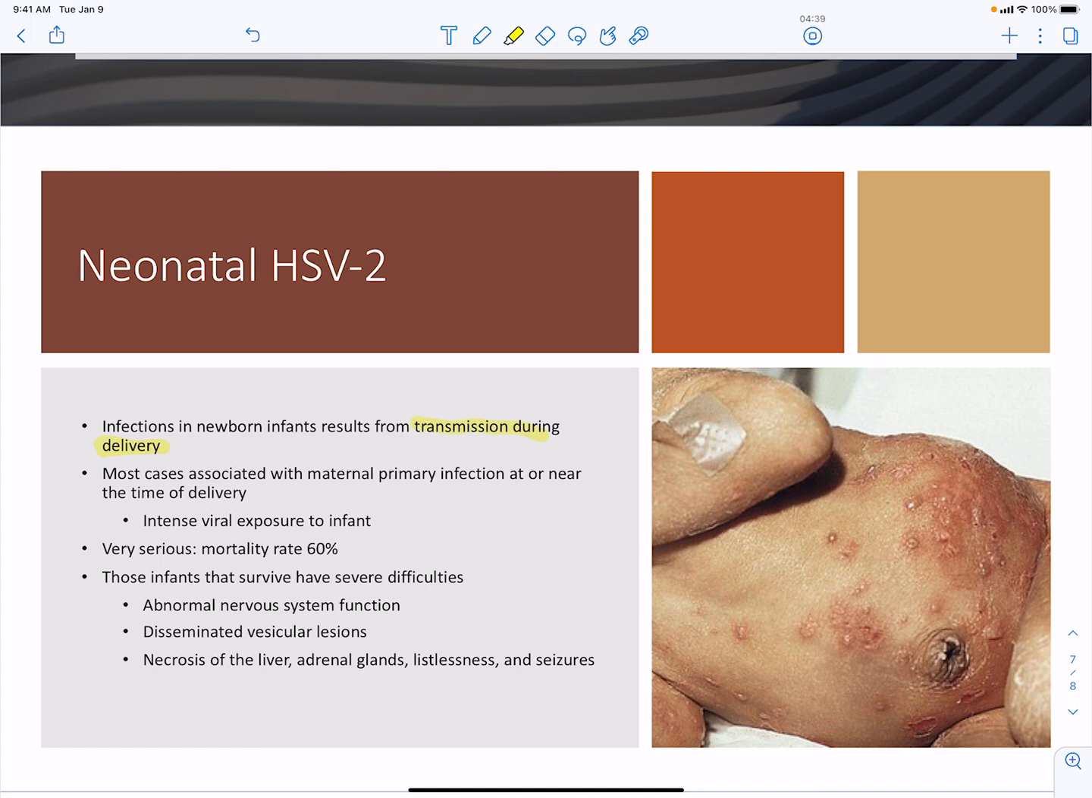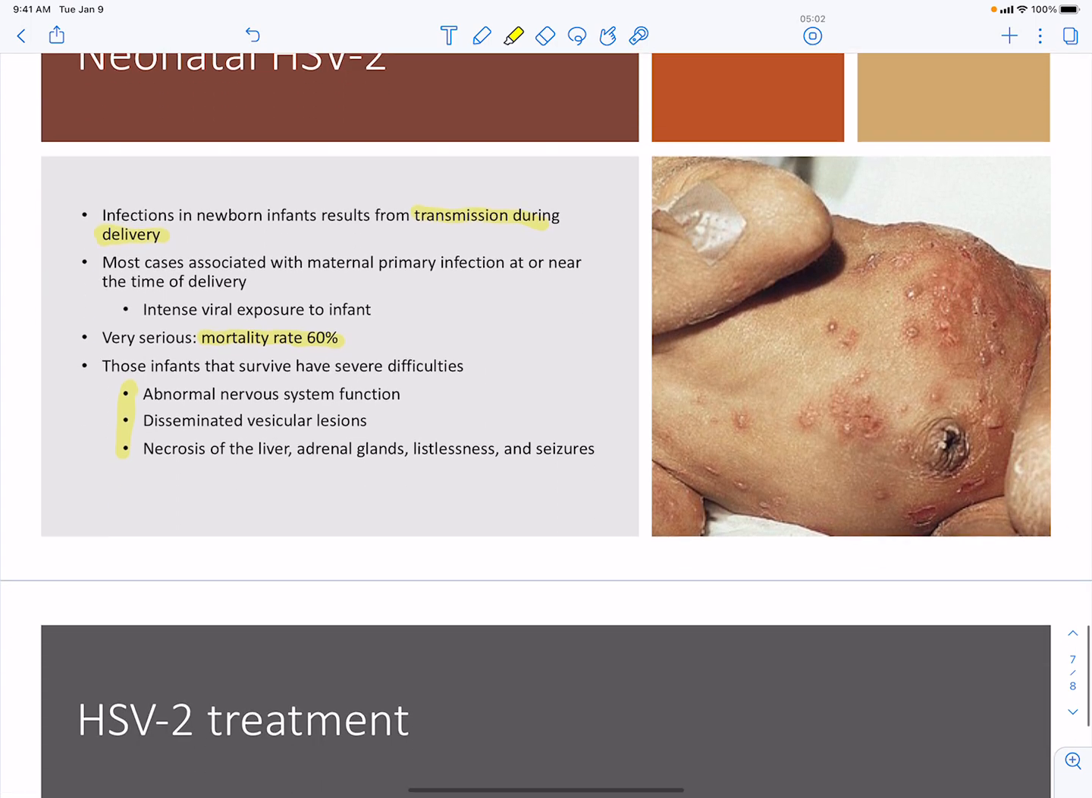You're going to have a serious infection with herpes 2 in the newborn with a mortality rate of about 60% of those infected during birth. If they survive, they're going to have severe defects of their nervous system. They're going to have necrosis of the liver. They're going to be listless, and they're going to develop seizures.